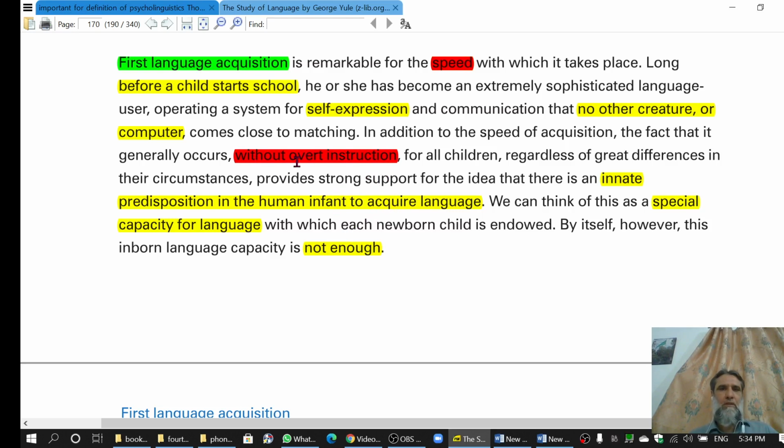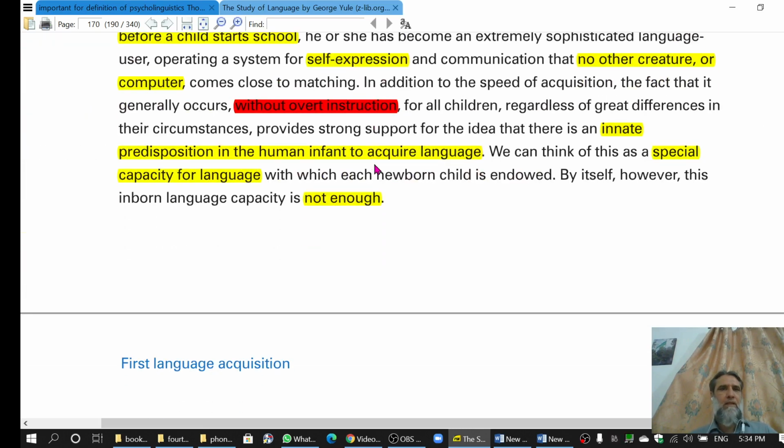That is done without the overt instruction. That is, clear-cut instructions are not given, and they learn it without the instruction of the parents. This also gives the linguists the idea that there is some natural ability, that is, some innate, meaning natural, predisposition, which means natural ability in the human infant to acquire language. They have something in their minds, which later on we'll discuss as the language acquisition device, which is there in the minds of the kids, and they therefore learn it very quickly.